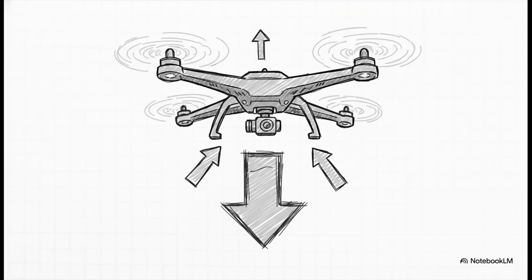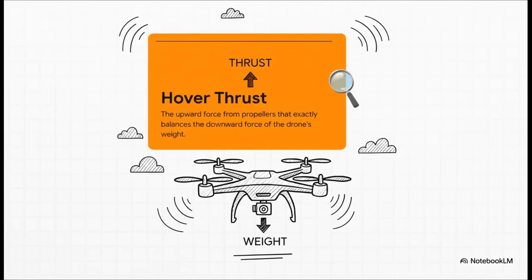And if you want to win that battle, it all starts with understanding one single, absolutely crucial principle. And that principle is called hover thrust. Think of it like a perfect balancing act. The propellers are spinning just fast enough to create an upward push. That's the thrust. That is precisely equal to the drone's own weight pulling it down. Not an ounce more, not an ounce less. It's a perfect, delicate equilibrium.